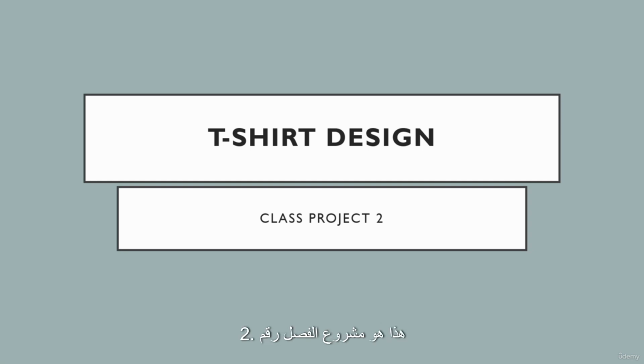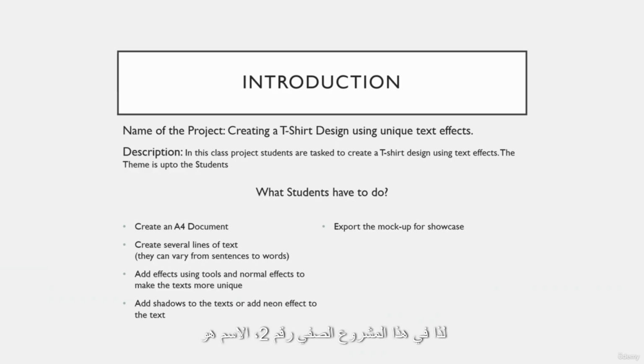This is class project number 2. In this class project, the name is creating a T-shirt design using unique text effects. Students are tasked to create a T-shirt design using text effects. The theme is up to the students. So what do the students have to do?